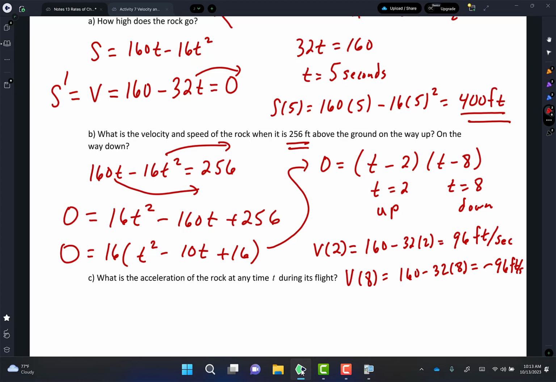So at 2 seconds, it's going to be at the same magnitude, the speed, 96 feet per second. And at 8 seconds, 2 seconds before it hits the ground, it's going to be at the same speed, 96 feet per second, but going down. The speed is the same, but the velocity is not. One's on the way up, the other one's on the way down. It's like if you imagine a timeline and put the two on each side.